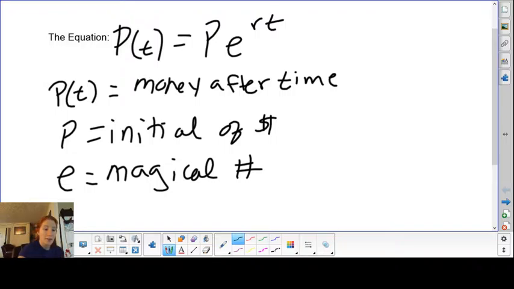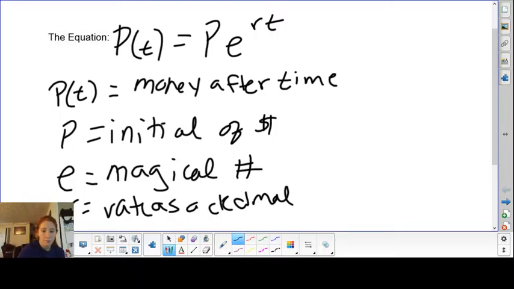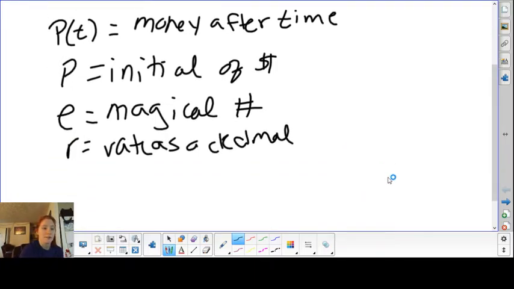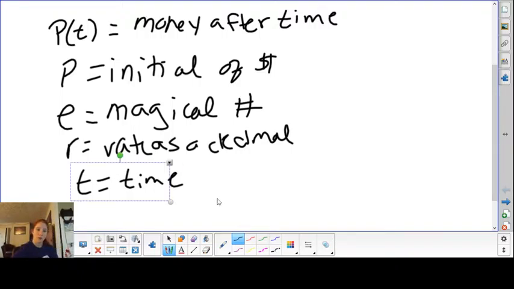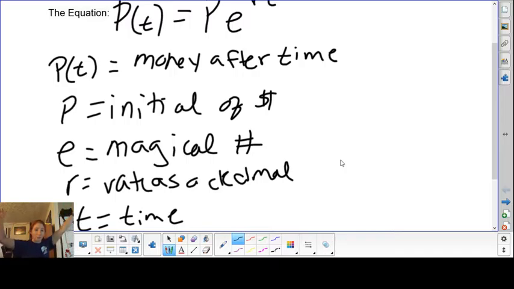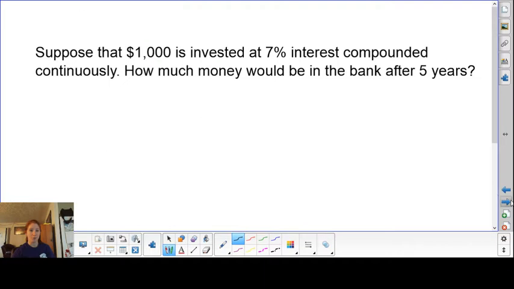And then R, again, we've seen this already, is a rate as a decimal. And my T is time. So, compound interest is PERT, P times e to the rt. It's just the best way to remember that equation.